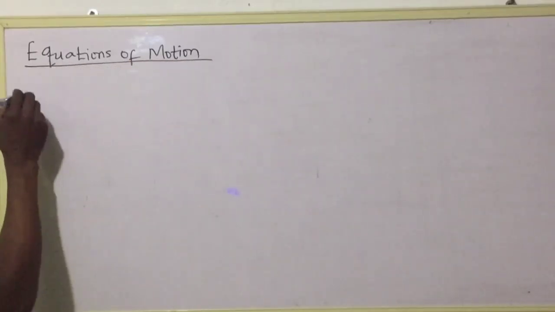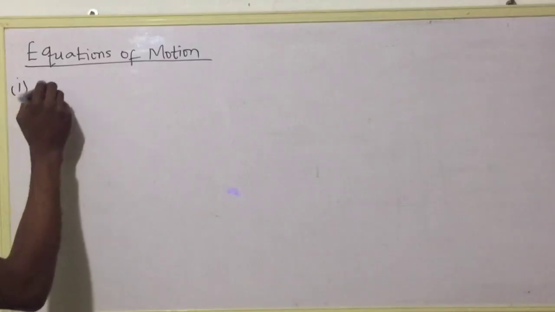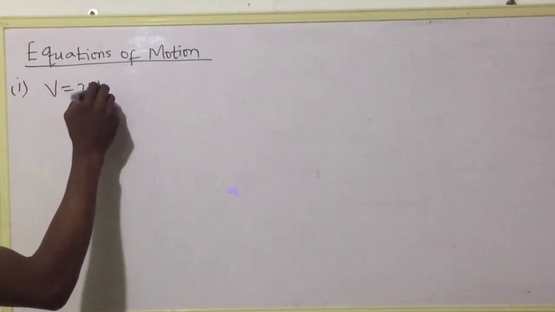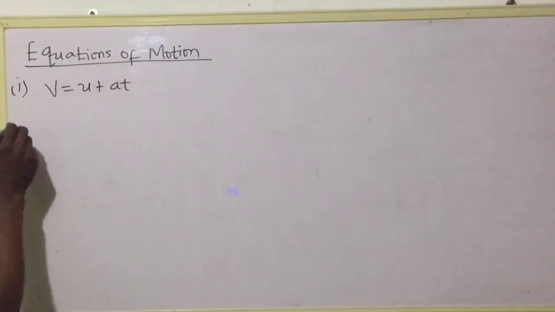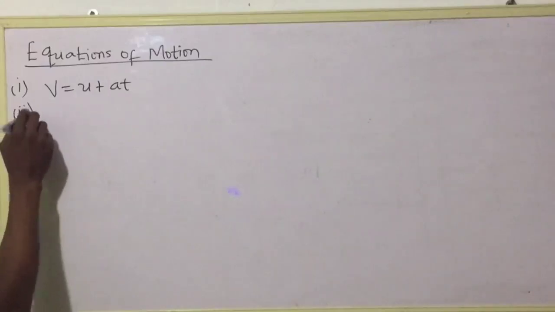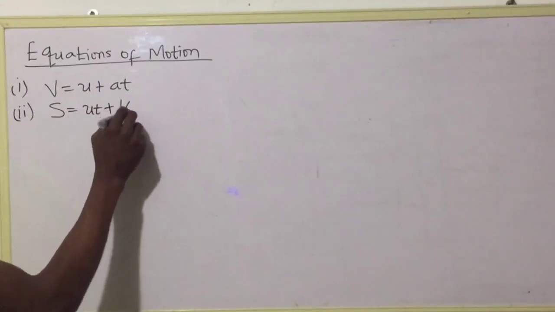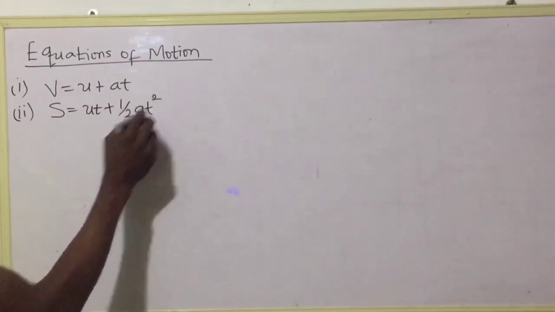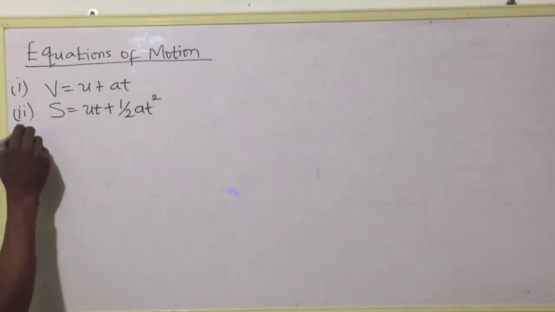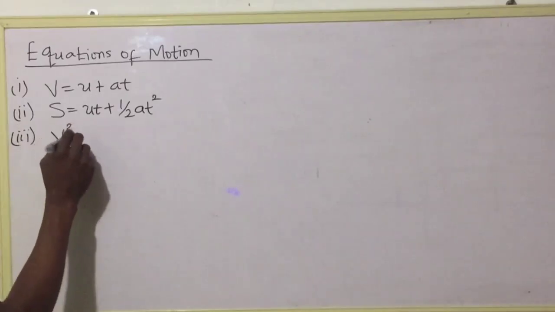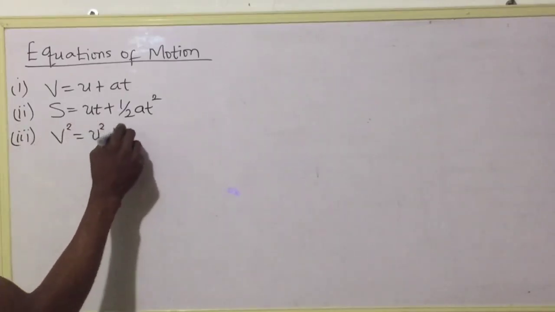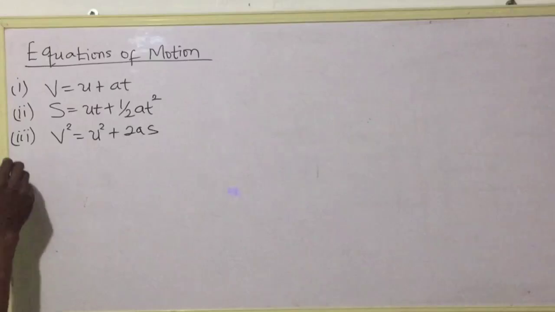I'll be stating out the four equations of motion we are going to be deriving. The first one is V equals U plus AT. The second one is S equals UT plus half AT square. The third one is V square equals U square plus 2AS.